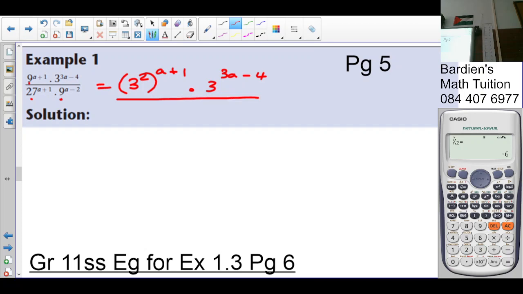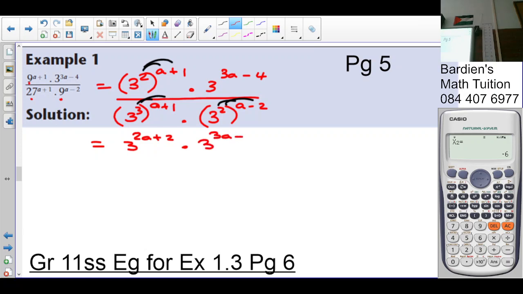Over 27 can be written as 3 cubed raised to the power a plus 1, times 9, which is 3 squared raised to the exponent a minus 2. Okay. So what we do if something is raised to a higher exponent, we multiply the exponents. Not so? That's going to give us 3 to the 2a plus 2 times 3 to the 3a minus 4, over 3 to the 3a plus 1 times 3 to the 2a minus 2.